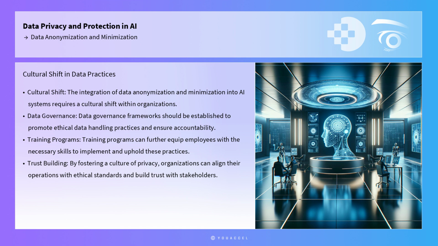The integration of data anonymization and minimization into AI systems also requires a cultural shift within organizations. Data governance frameworks should be established to promote ethical data handling practices and ensure accountability. Training programs can further equip employees with the necessary skills to implement and uphold these practices. By fostering a culture of privacy, organizations can align their operations with ethical standards and build trust with stakeholders.